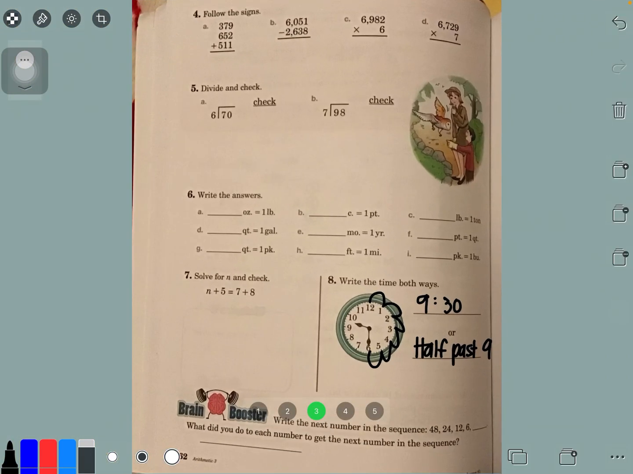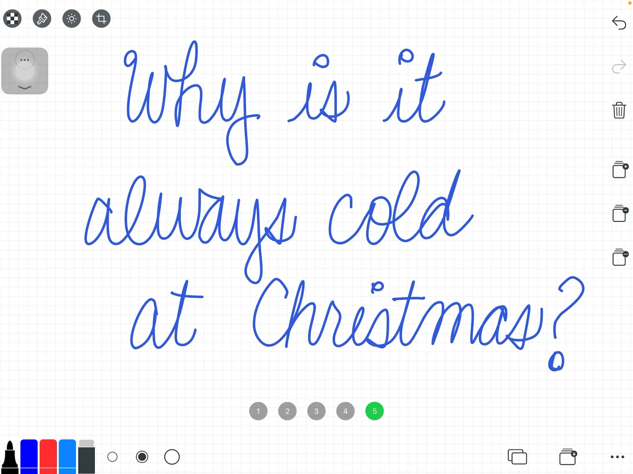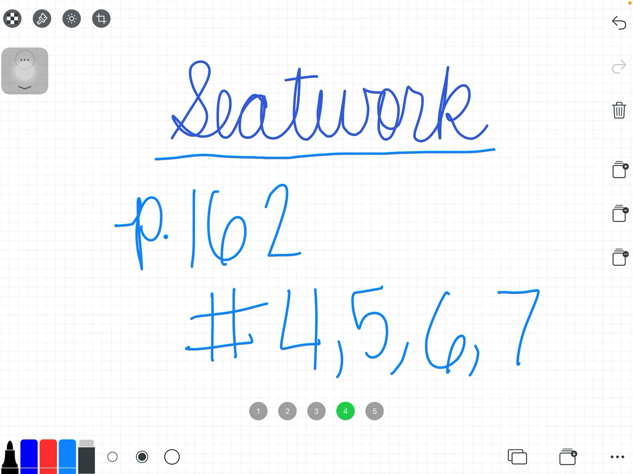So here's your seat work. The back side, numbers 4, 5, and 6. And you can do the brain booster if you want. And then here's the riddle. Why is it always cold at Christmas? I gave you a picture hint in the language lesson if you didn't watch that yet. Why is it always cold at Christmas? And here's your seat work.